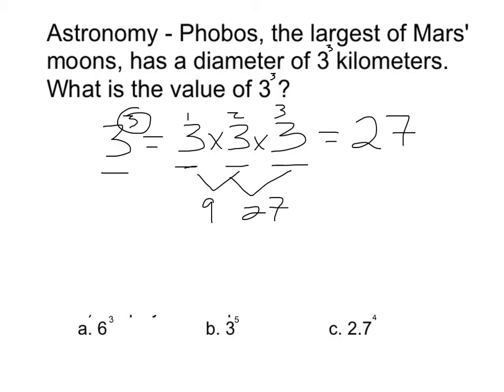Now, pause the video and try these in your notebook. Be sure to number it and show all your work. Simplified just means, what is it going to multiply out to? So A is 6 to the 3rd, B is 3 to the 5th, and C is 2.7 to the 4th.